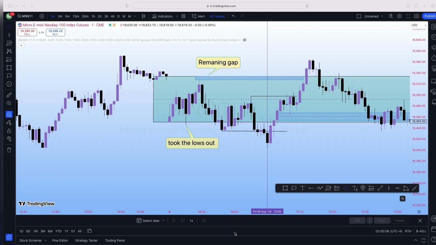To complete the objective of reaching the draw on liquidity, the price action strategically engineered the liquidity. It did so by taking out the sell-side liquidity, displacing above, and then retracing to a fair value gap. This move allowed the market to fill the objective, reaching the remaining portion of the gap that was initially unfilled.